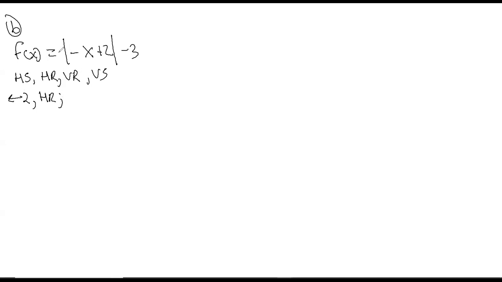Is there a vertical reflection? Well, there's no negative outside the what I call core, which is the absolute value symbol. So there is no vertical reflection. Is there a vertical shift? Well, yes, there is a number being added or subtracted outside the core. And again, this -3 could be in front. That -3 says that there is a shift of down 3 units. So we've got 3 things to do to this one as well.